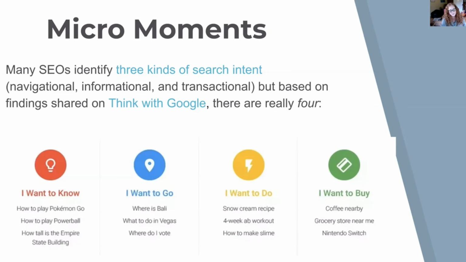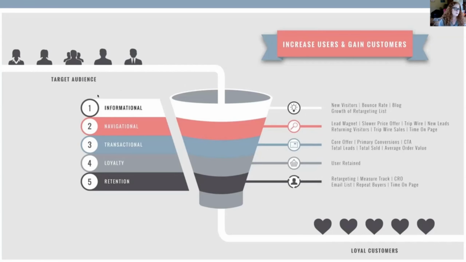Google calls these three types of search intent: informational, transactional, and navigational. These three types of search intent are what Google calls moments, and they're I want to know, how to, I want to go, where is, I want to do, which could be I'm going to buy something, right? Or I want to buy. That's how Google separates them out. We're always going to look at keywords and try to figure out what is the intent.